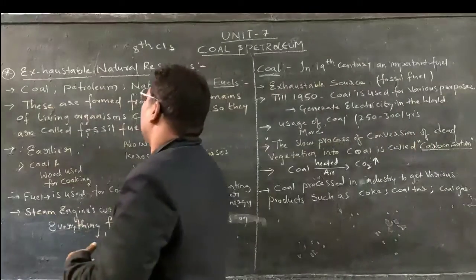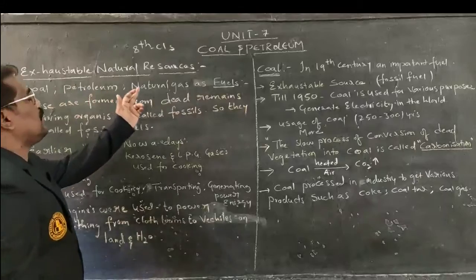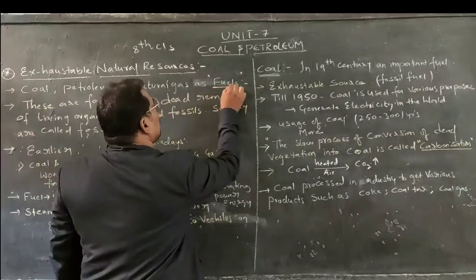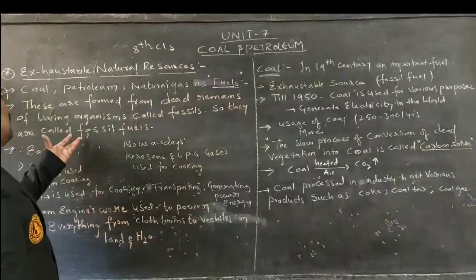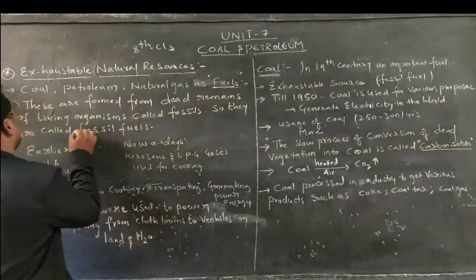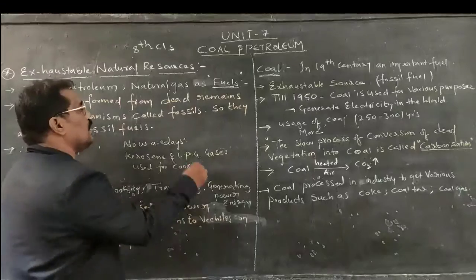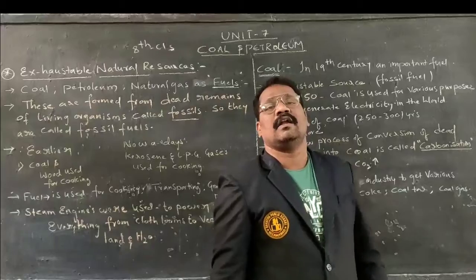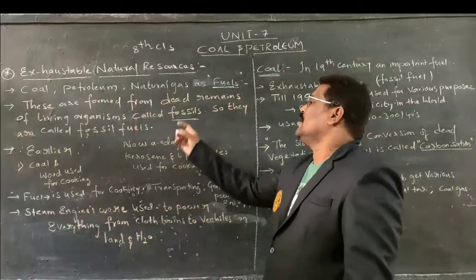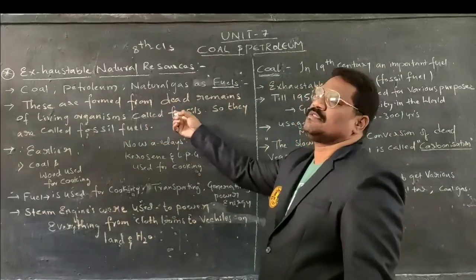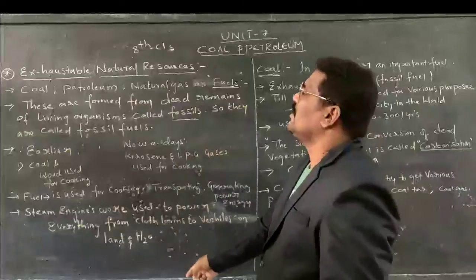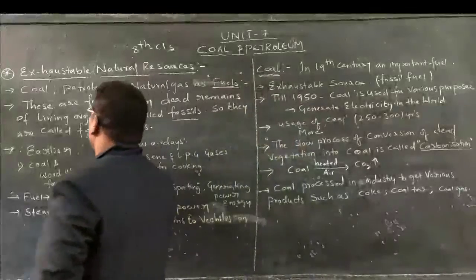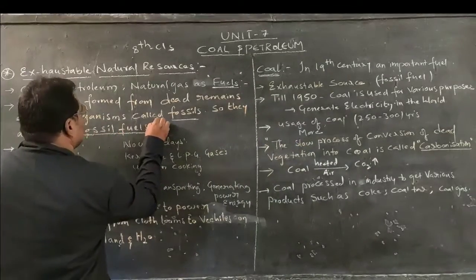We already know that coal, petroleum, and natural gas, which we use as fuels, all form from the dead remains of living organisms. The dead remains of living organisms are called fossils. Therefore, coal, petroleum, and natural gas are called fossil fuels.